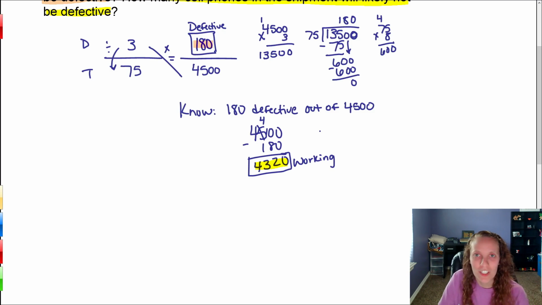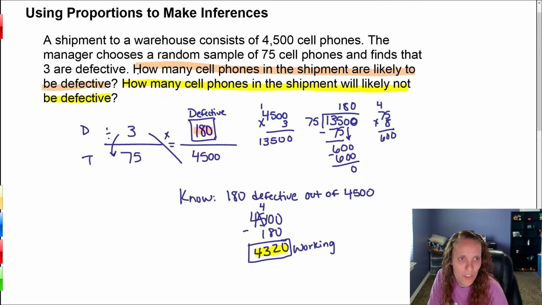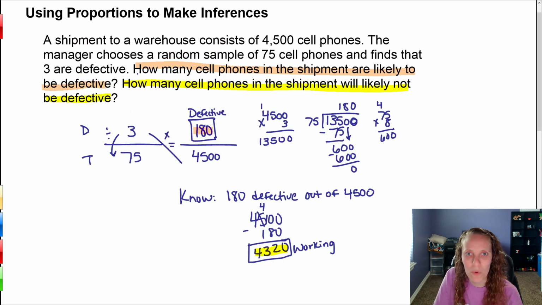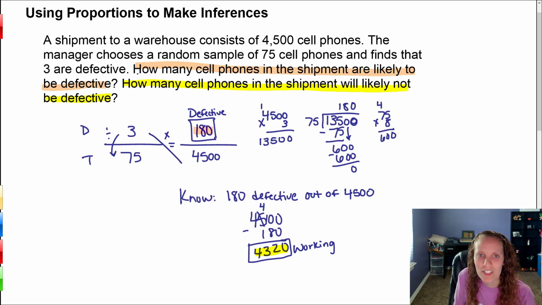Okay guys, we took a sample. We used what the random sample's outcome was, 75 cell phones, 3 are defective, to predict how many cell phones would be defective out of the whole entire warehouse, 4,500. These numbers might not be exact, so if they were to check every single cell phone, they might find out that maybe more than 180 or less than 180 are defective. But as long as it's close, that means that we took a good random sample and predicted correctly.